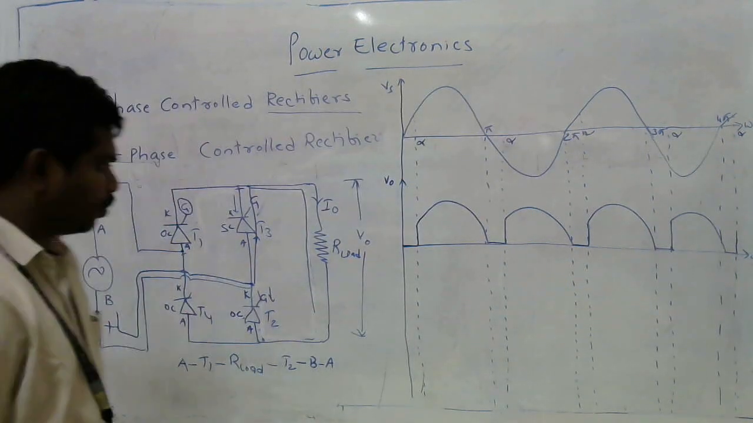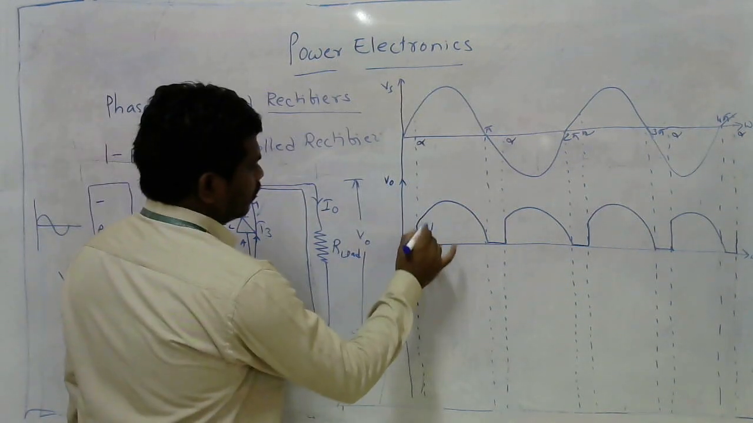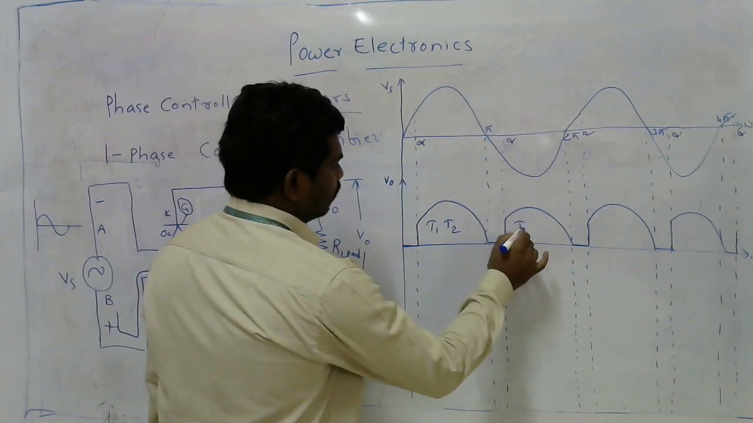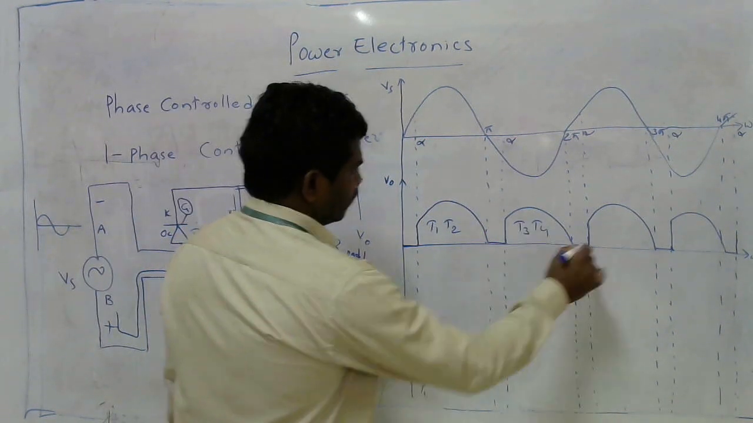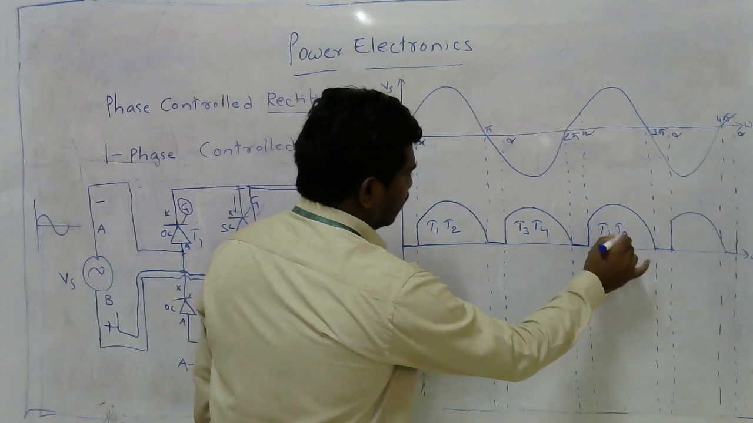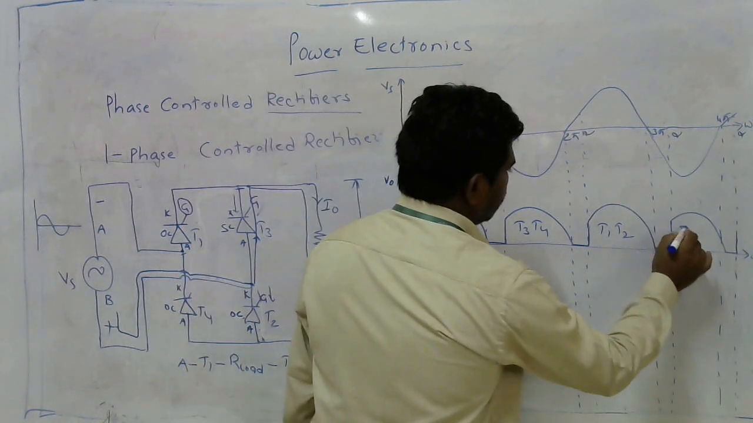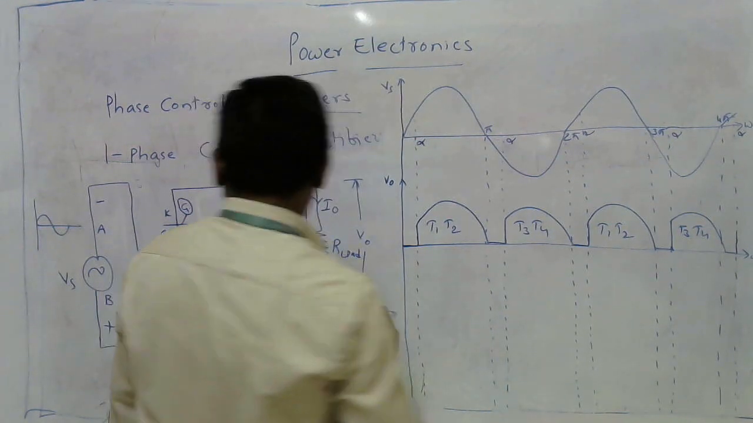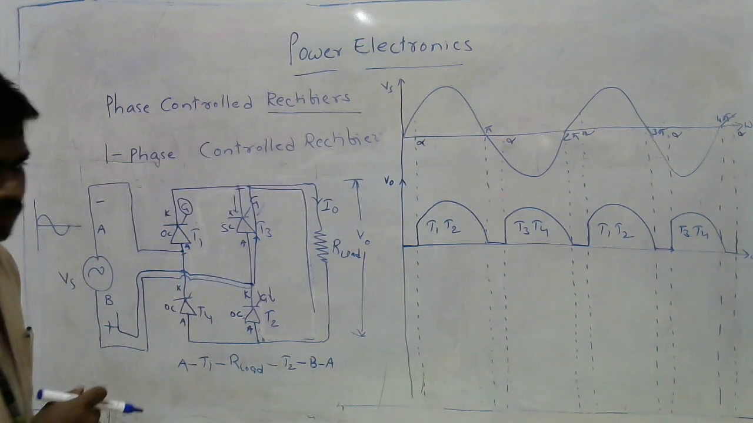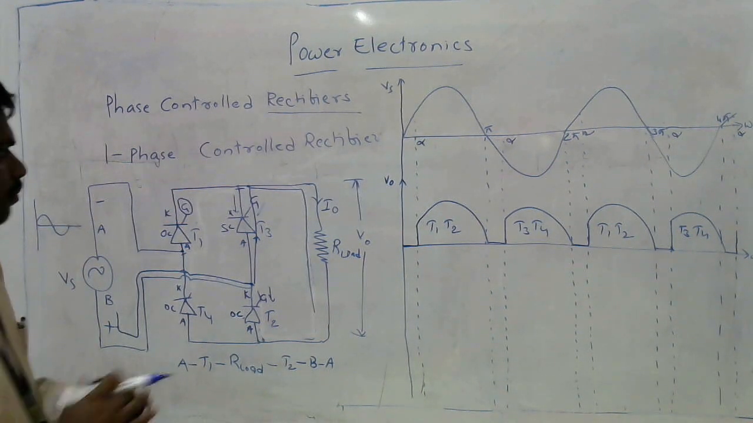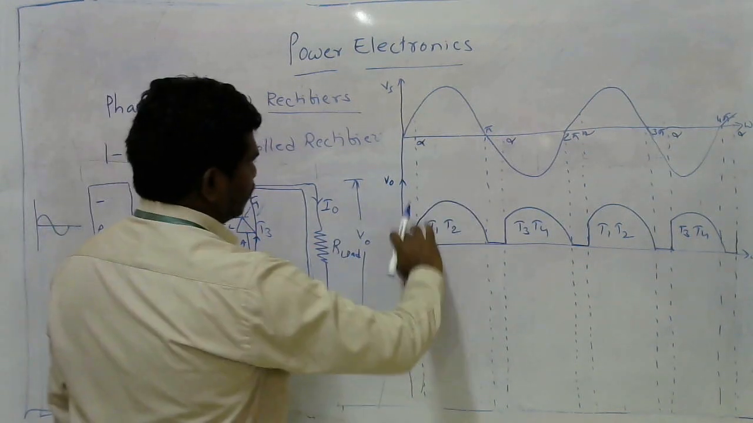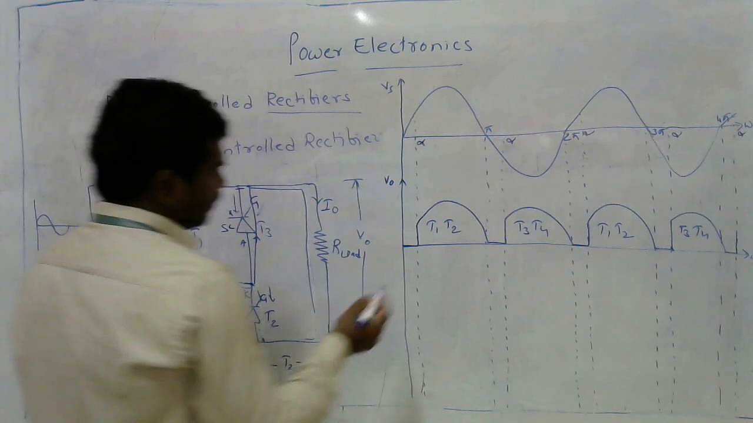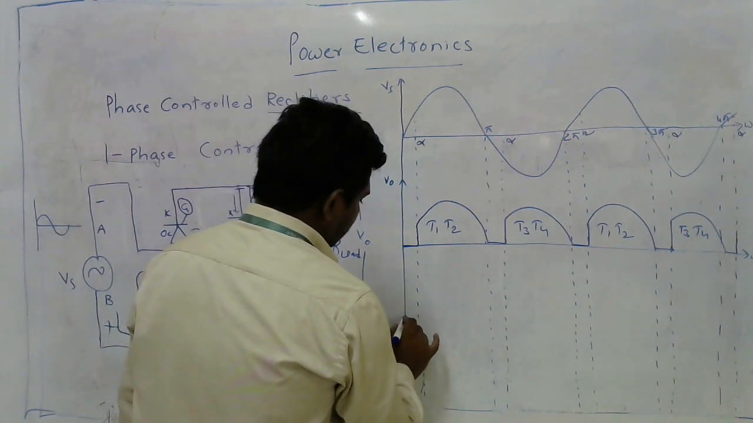So this is the output. This is for T1 and T2 conducting. This is for T3, T4 conducting. This is for T1, T2 conducting. This is for T3, T4 conducting. Please remember the operation for a particular signal that we are getting at the output side. Right. Next we'll see the remaining part.